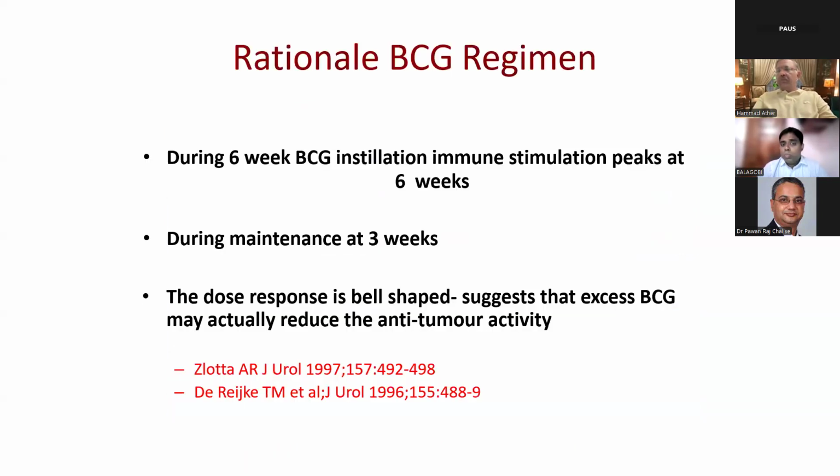Now, why 6 weeks of induction? Because at the end of the 6 weeks, we get the peak immune stimulation. Similarly, why 3 weeks of maintenance? Again, the highest immune stimulation is seen at the end of the 3 weeks during the maintenance. And if you see the BCG dose and response, it is bell-shaped: if you give a low dose, less response; if you give a high dose also, less immune response. So you have to give a medium dose. That's why we have to give the correct dose and the correct duration.